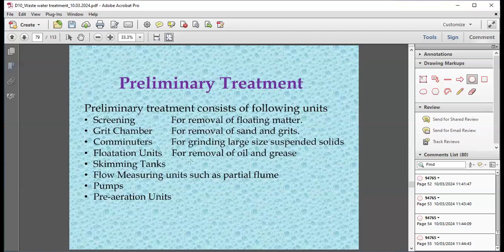Preliminary treatment consists of the following units: screening, grit chamber. I may ask the question, right? The preliminary treatment consists of wastewater treatment units. So you can simply write the screening, grit chambers, comminutors. No problem. I will give the questions as an assignment.